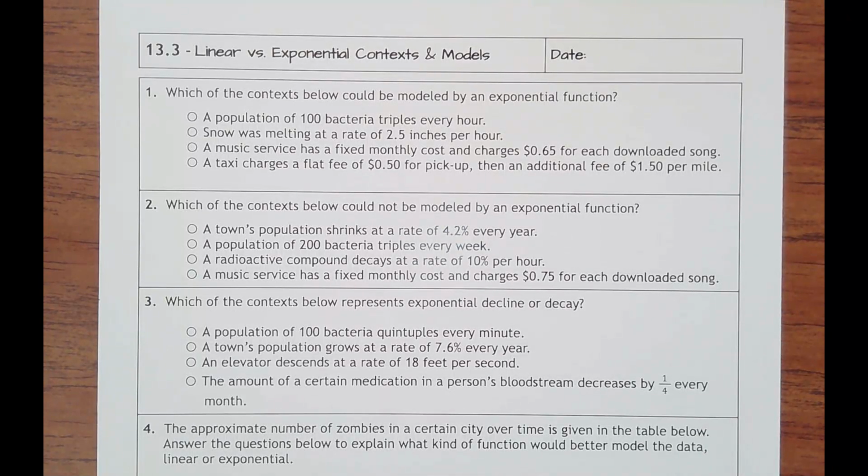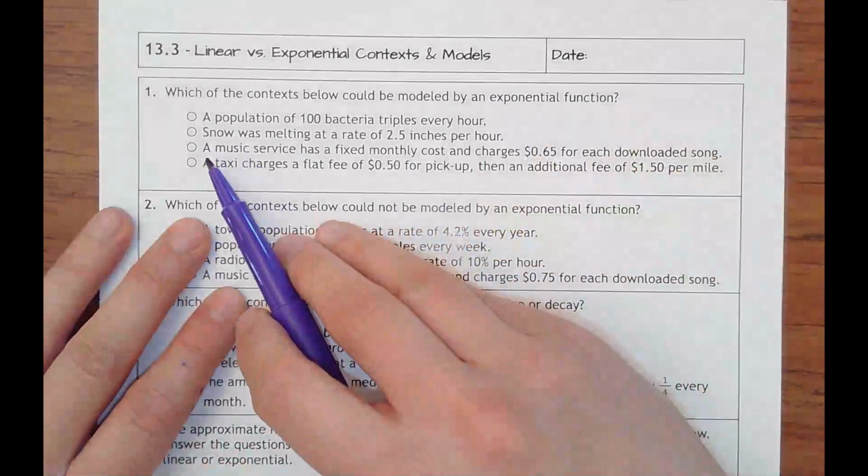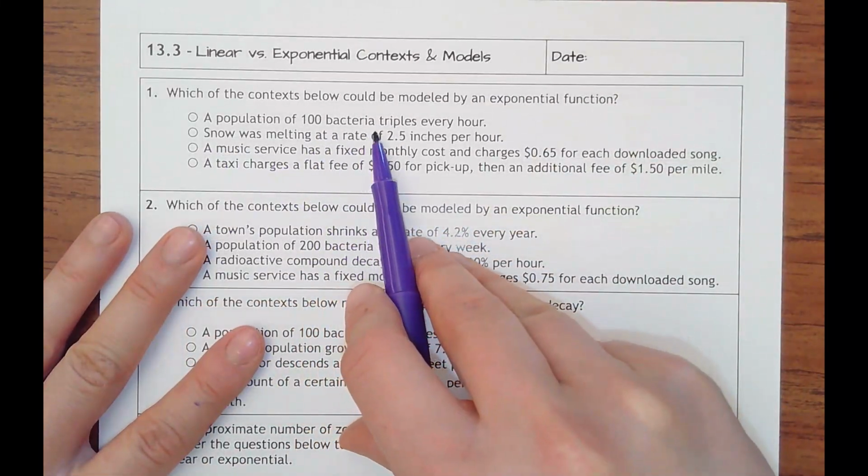Lesson 13.3, linear versus exponential context and models. Number 1 says, which of the contexts below could be modeled by an exponential function? So yes, they're multiple choice. Don't just guess. I see several of you just guessing and then getting them wrong and guessing. Read them, please. It says a population of 100 bacteria triples every hour.